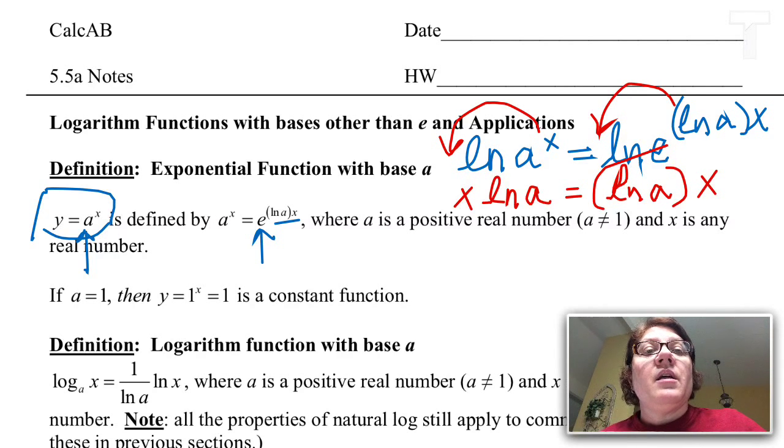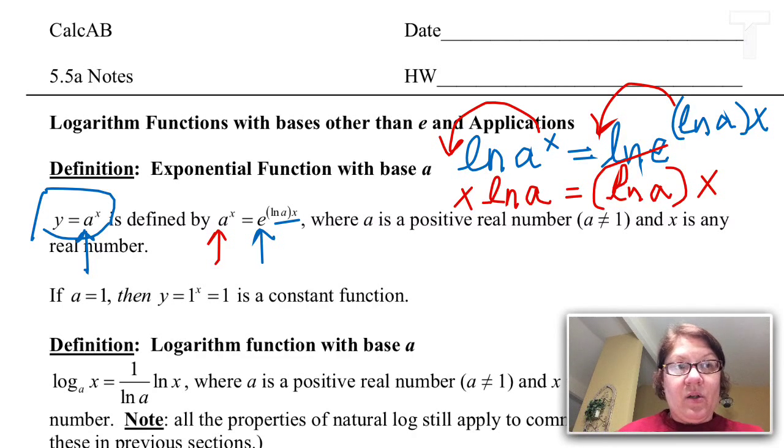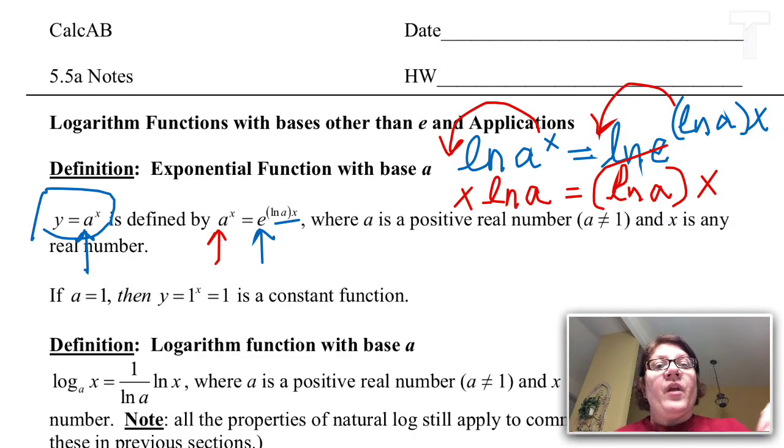So really all it's saying is that yes, I now have a different exponential base, but it was a result of e to some power, which we've already been working with, exponential base e. And of course, if I look up here and think of a as 1, then I would have y equals 1 to the x, and 1 to any power is just 1.